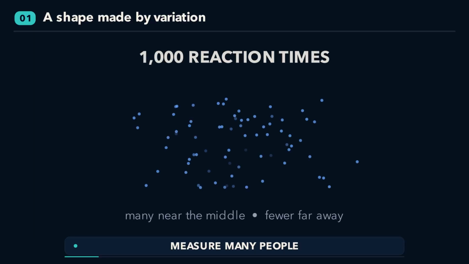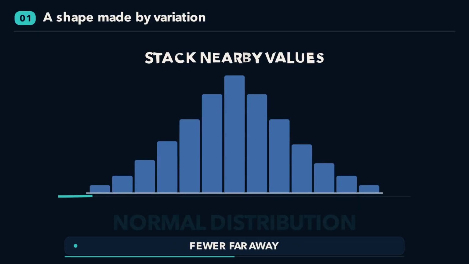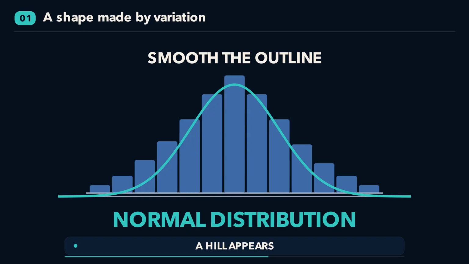Imagine measuring the reaction time of 1,000 people. You would not get one answer. You would get a cloud of answers. Many near the middle, fewer far away. Stack those measurements into narrow bins, and a hill begins to appear. Smooth the top of that hill, and you get the famous bell curve. That curve is called a normal distribution.